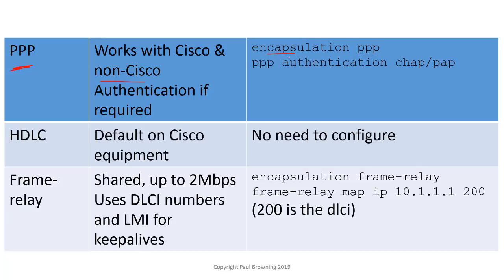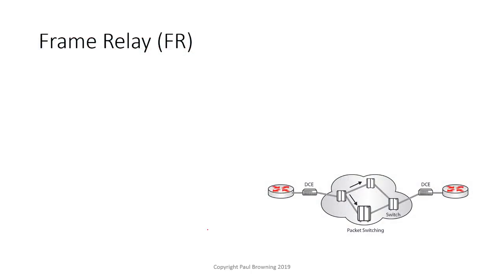The command is encapsulation ppp. You can also, if you wish, add authentication, CHAP or PAP. PAP is clear text, CHAP is a three-way hash. HDLC is the default at the moment on Cisco serial interfaces. Frame Relay I've mentioned. They do allude to it, but I don't think you get asked a specific configuration question.